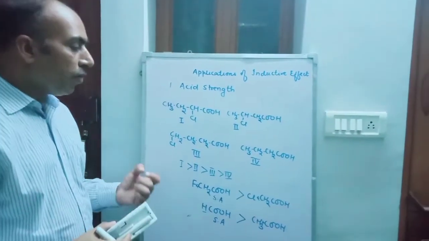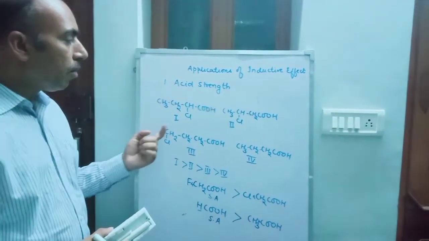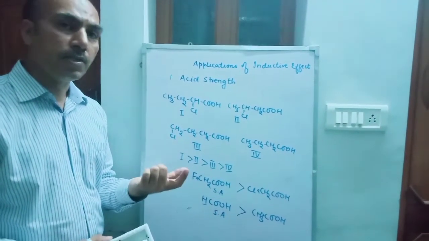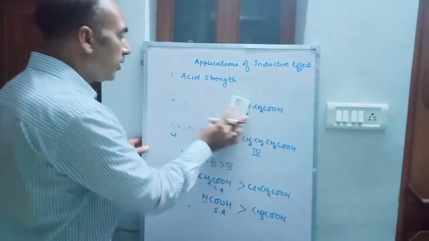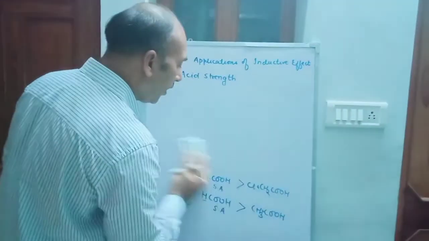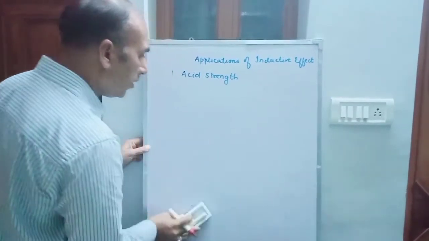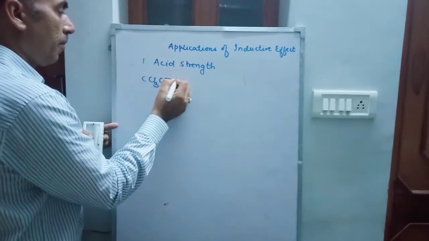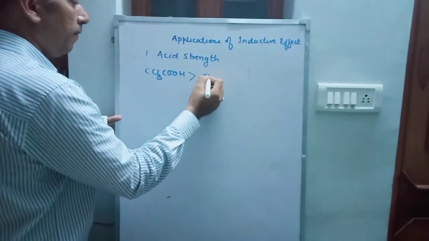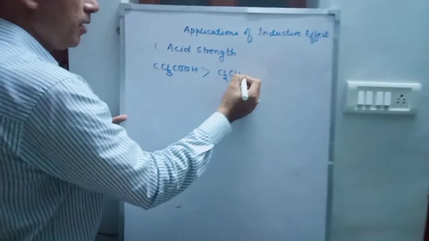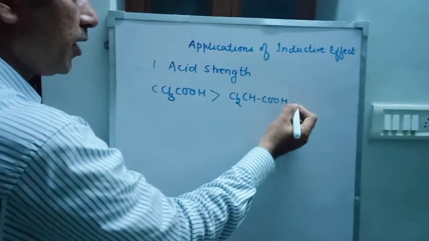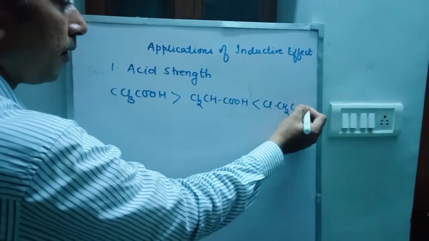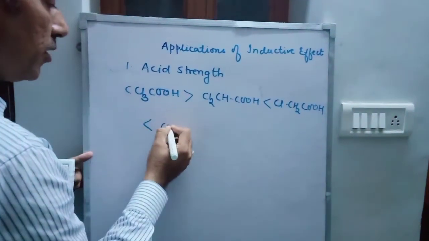Similarly, there is one more factor. If more number of minus I effect exerting groups are there in the molecule, it increases the acid strength. Like, we'll take one more example where trichloroacetic acid is the strongest acid, dichloroacetic acid is less strong as compared to trichloroacetic acid, and that is less strong than chloroacetic acid, and that is less strong than acetic acid.